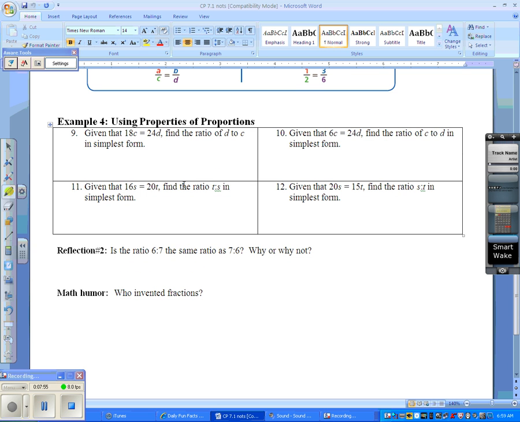Okay, last one we're going to do. Given that 18c equals 24d, find the ratio of d to c in simplest form. Let's see. So we want it to look like d over c in the end. So I'm going to take this, and I'm going to try to get d on the top and c on the bottom. That's what I want it to look like. Okay, so I already have d. That means I need to move the c over. All right, so I'm going to divide both sides by c.